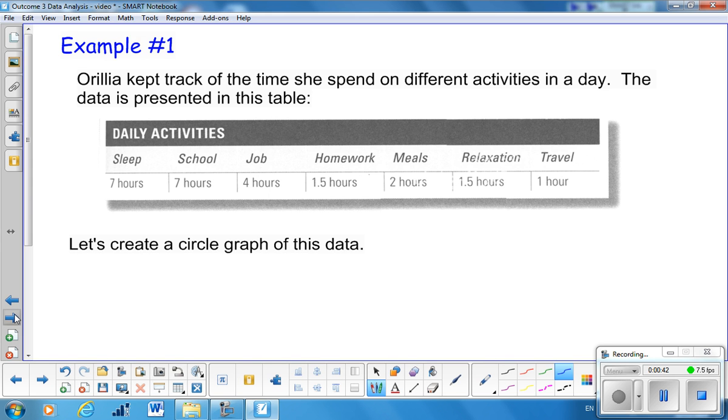Aurelia kept track of the time she spent on different activities in a day. The data is represented in this table. So her activities were sleep, school, job, homework, meals, relaxation, and travel, and the number of hours that she did for each thing. Let's create a circle graph of this data.